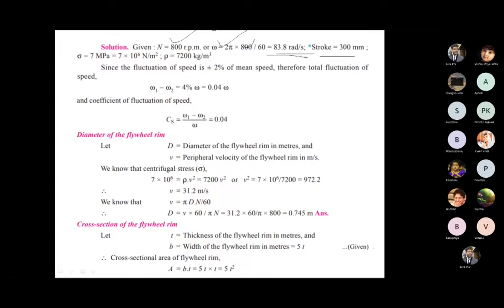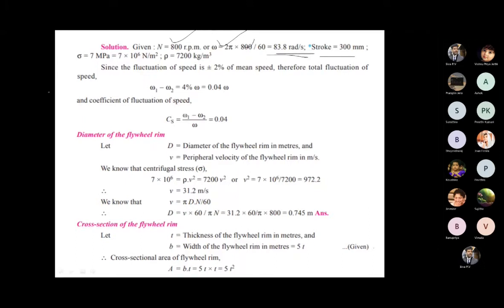Stroke is 300 mm. What does stroke mean? The piston rises and goes down. Yesterday, in the cam subject also, we discussed the follower stroke. Stroke means the length of travel or rise from bottom to top, that is, how much distance can be traveled. So that is the stroke, 300 mm. Sigma.